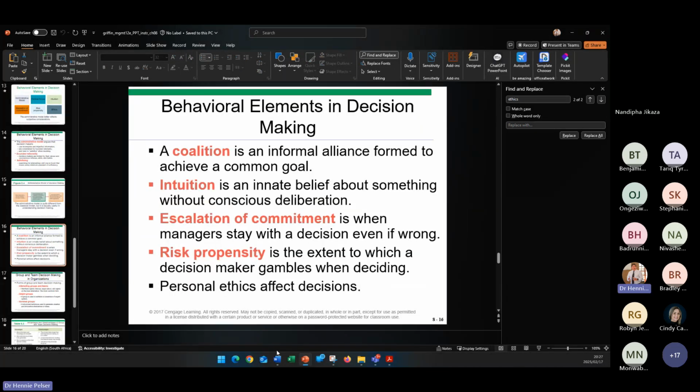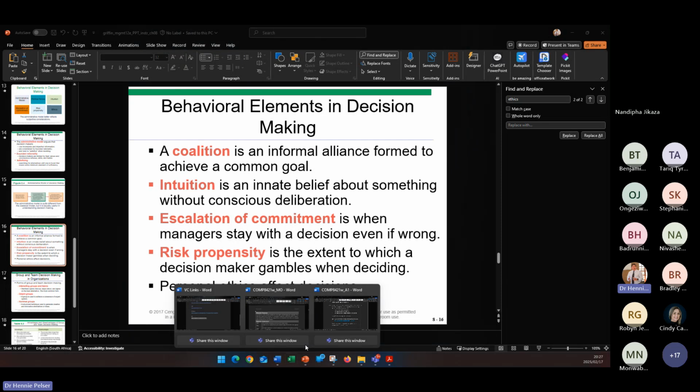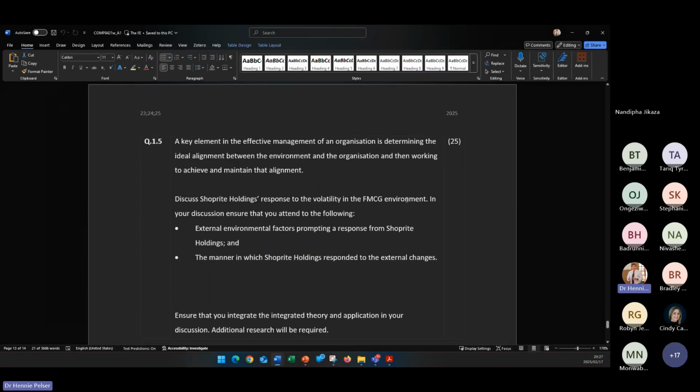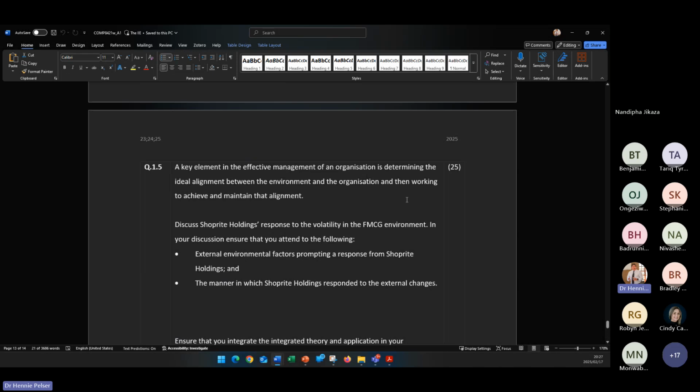Okay, I see that I'm running a little bit tight on time. Okay, and then 1.5, sorry, I'm rushing a bit. Okay, key element determining ideal alignment between the environment and then working to achieve that.